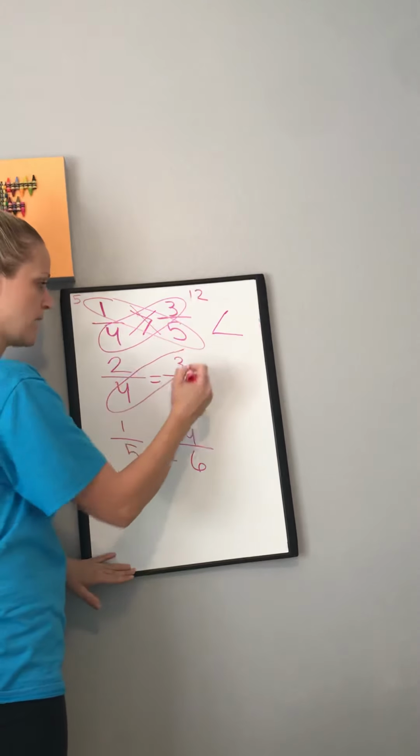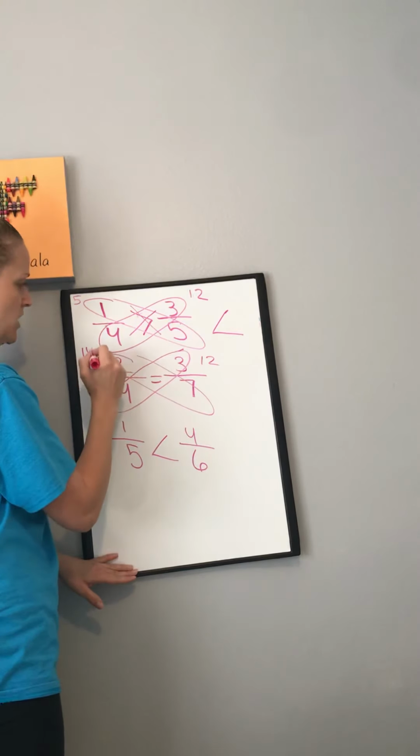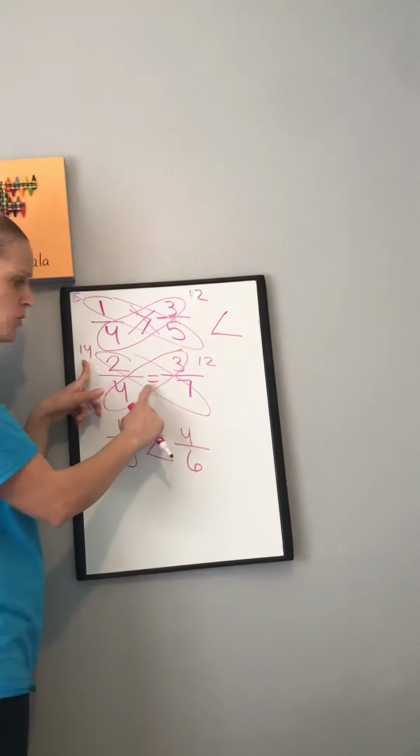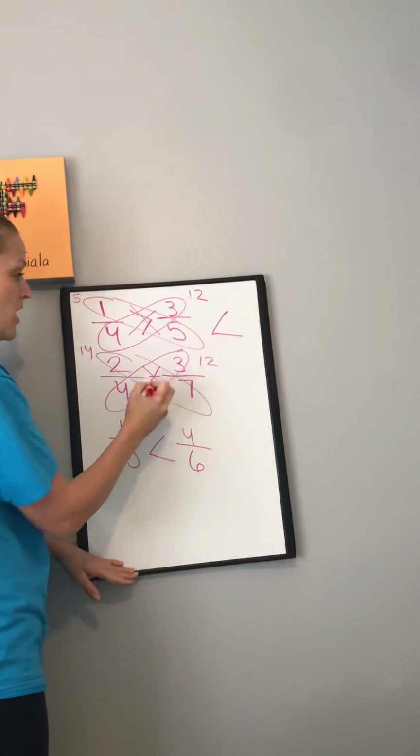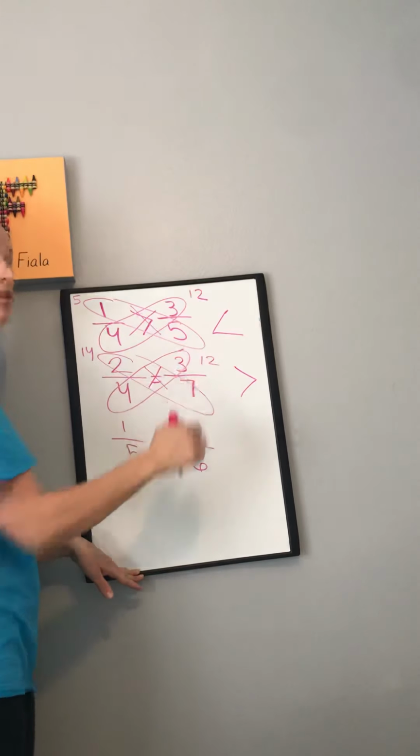I'm going to use my butterfly method. 3 times 4 is 12, and 2 times 7 is 14. Are 14 and 12 equal to each other? No. The correct symbol should have been this for this one. 2/4 is greater than 3/7.